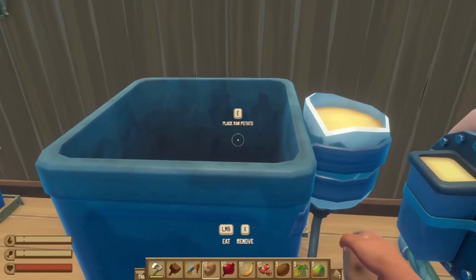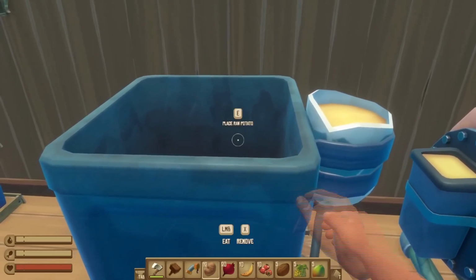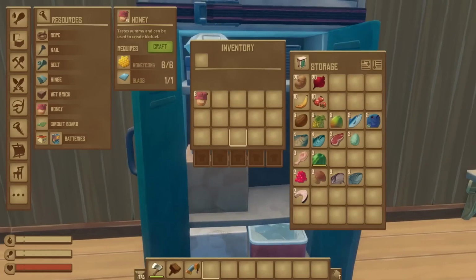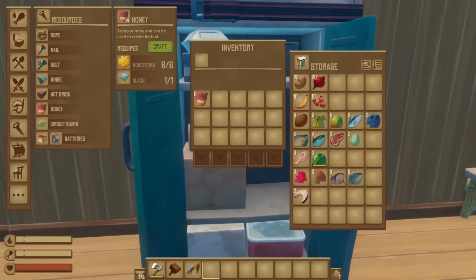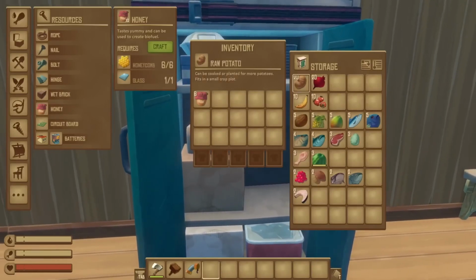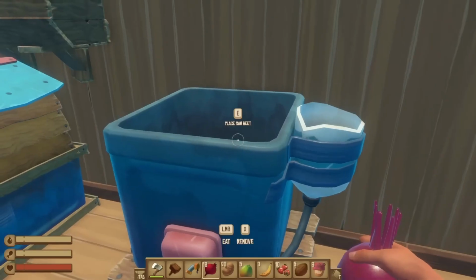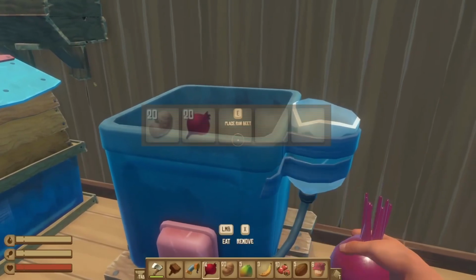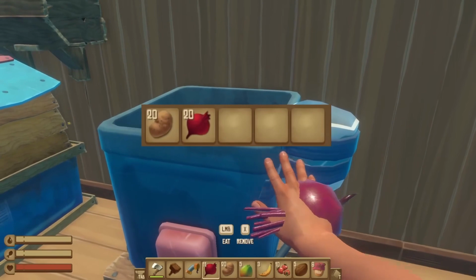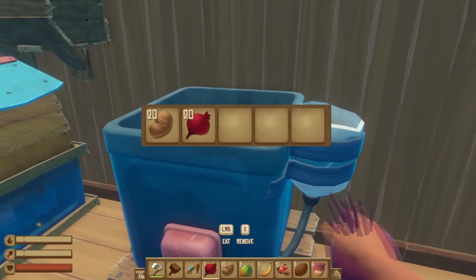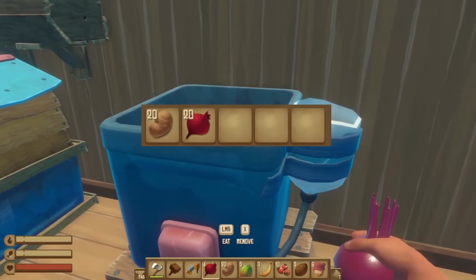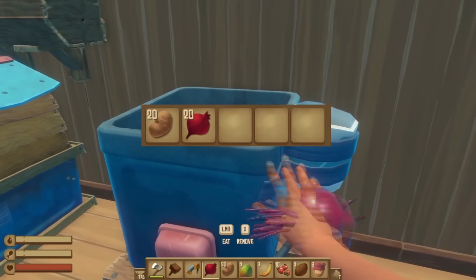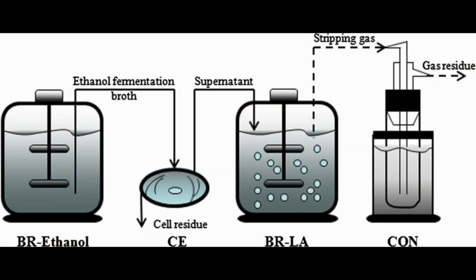A different kind of example would be something like this, where you use potatoes or something with sugar, and the microorganism can turn it into ethanol or even biofuel. Yes, you can make fuel at home. Not exactly. These things still need to be refined and processed to become actually usable, but you can make ethanol. You know what that means?